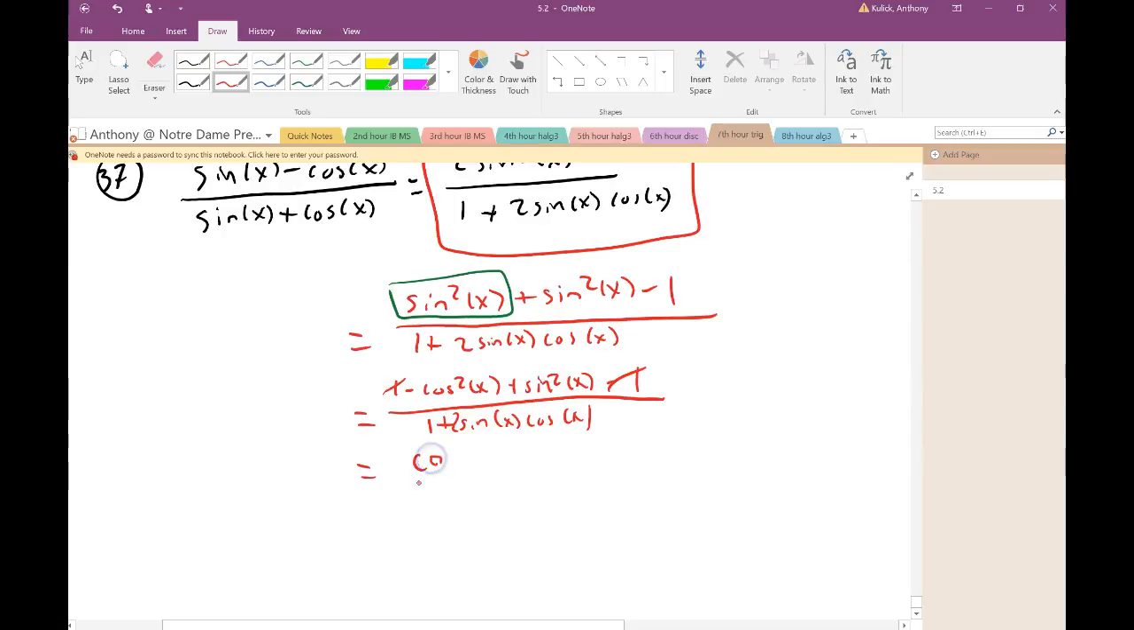Oh, I remember what to do with this now. My eraser wasn't working. It's still not working right. Okay. So, are you ready for some trickiness? You're not going to like it. Ready, get set. Here we go. I'm going to take 1, and I'm going to rewrite that as sine squared plus cosine squared.